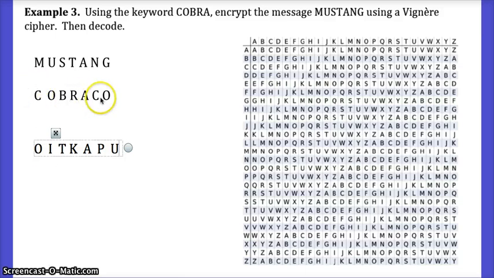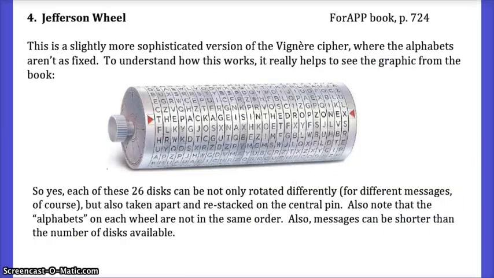But think about how that feels. It's like each one of these just gives me a different amount of shift. It's like I'm using a different Caesar cipher for each letter. And this just tells me how much shift to use for each letter as I again cycle through the letters of the keyword. To decode, it doesn't talk about that here.